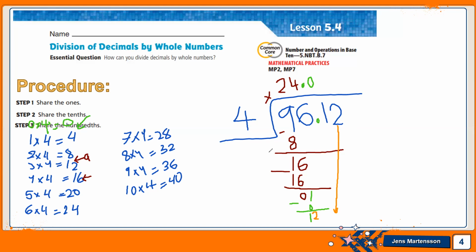Now 12 divided by 4. 3. Then 3 times 4 is 12. 0, 0. So 96.12 divided by 4. What is the quotient? 24.03. Is it clear now? Yes, this is the lesson.